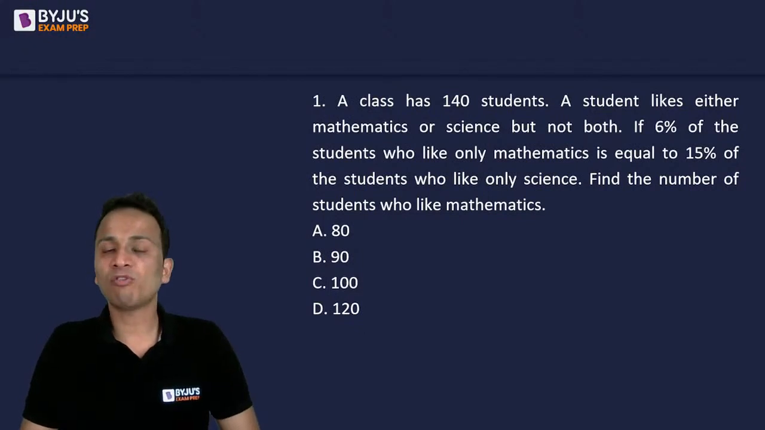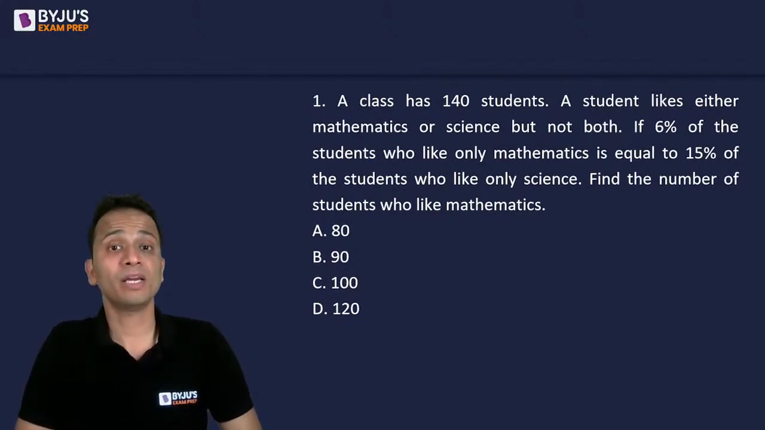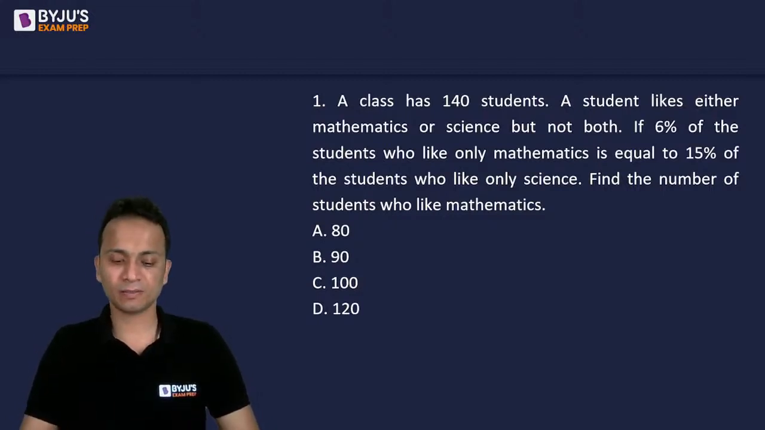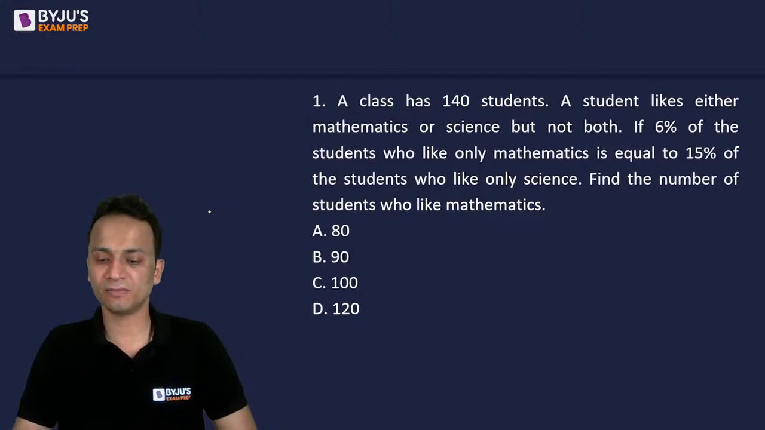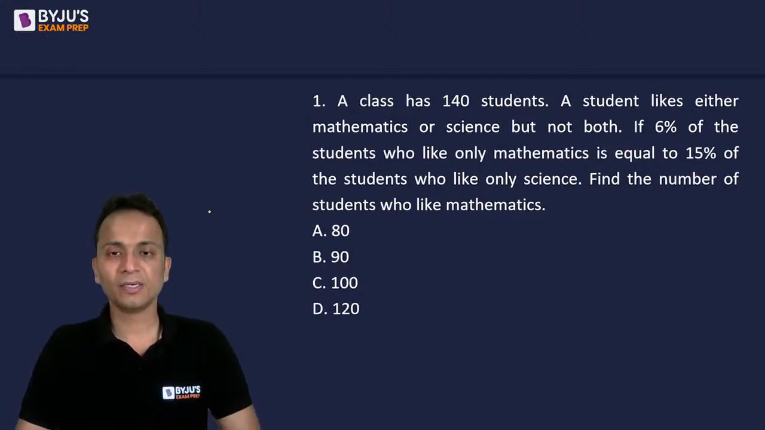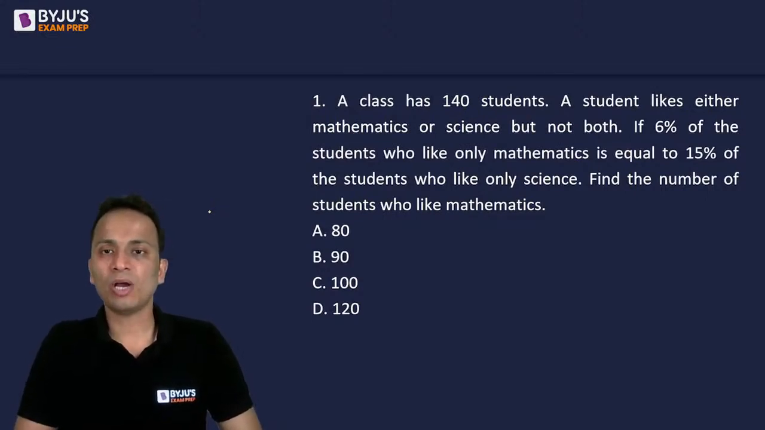A class has 140 students. A student likes either mathematics or science, but not both. If 6% of the students who like only mathematics is equal to 15% of the students who like only science, find the number of students who like mathematics. Quickly, less than 45 seconds. 45 seconds में तो आना ही चाहिए आंसर. You have to find out the number of students who like mathematics.